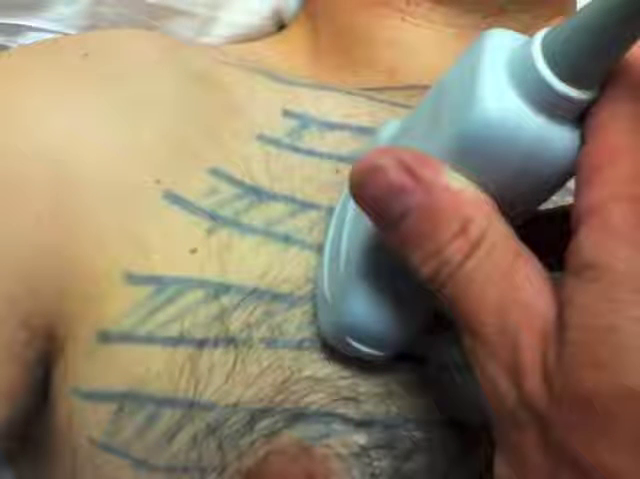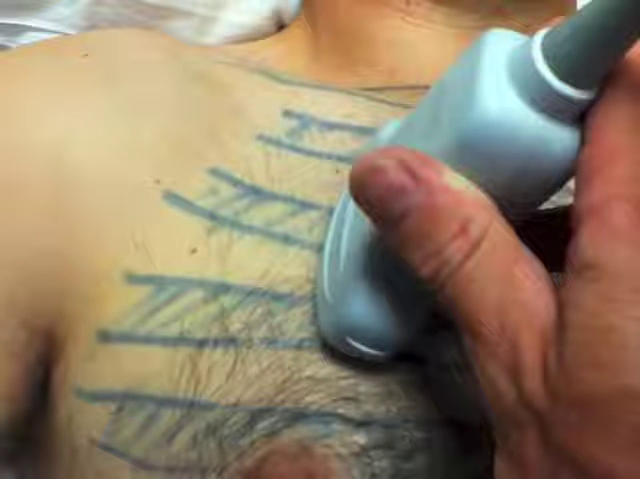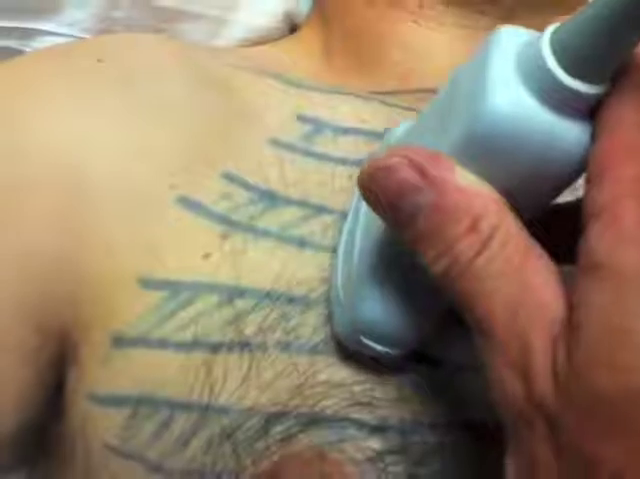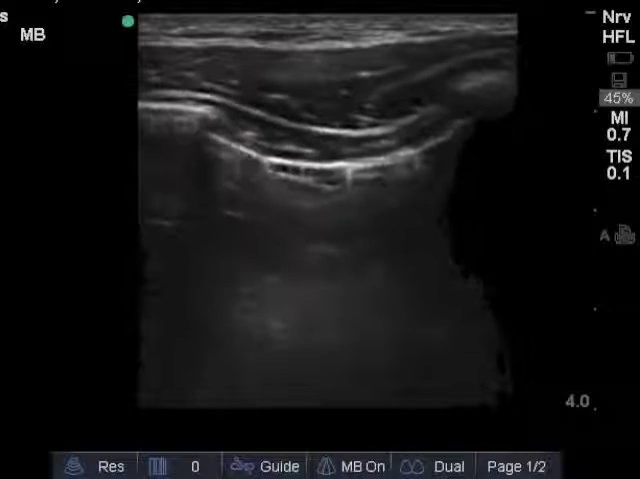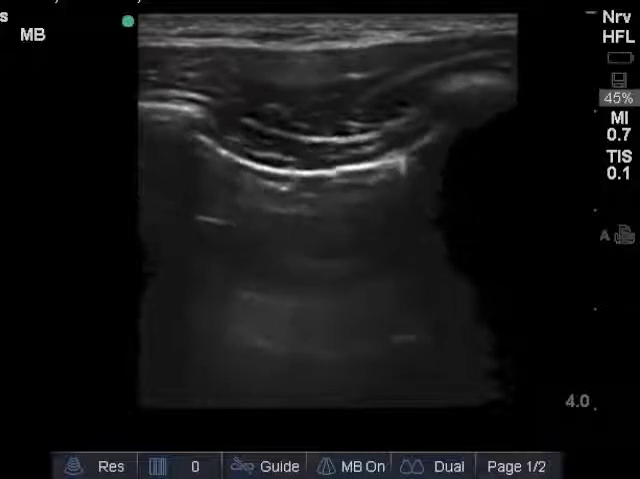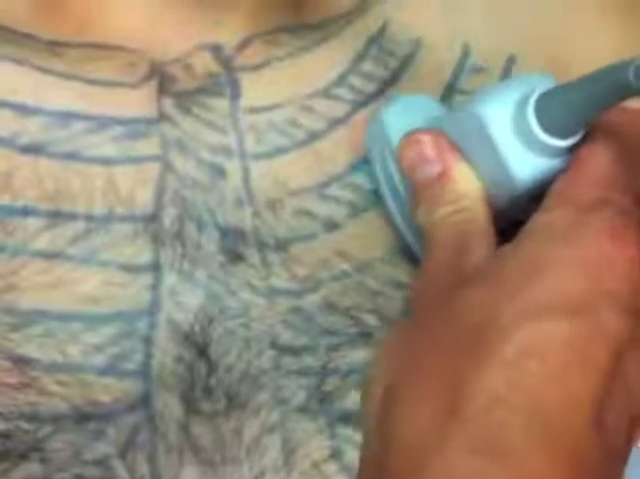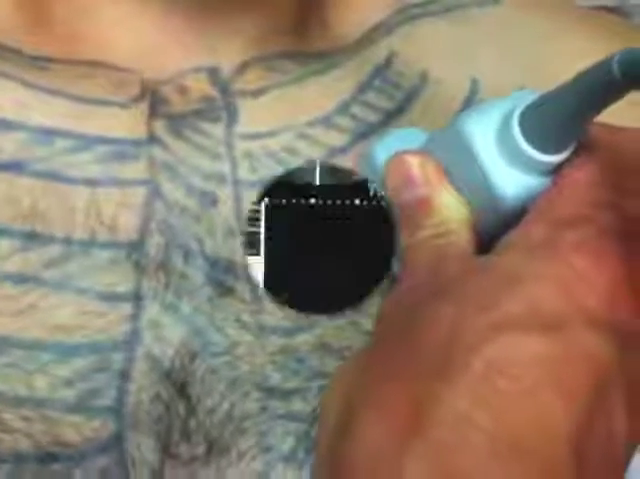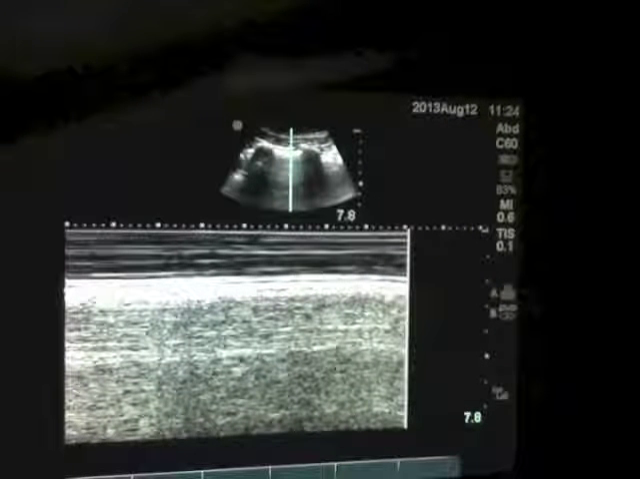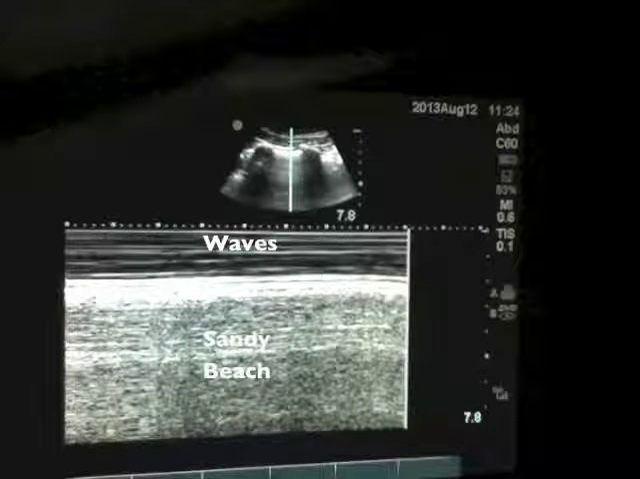Finally, to look for pneumothorax, place the probe on the patient's chest perpendicular to the ribs. Decrease the depth to 10 centimeters and move the probe up or down to look for good lung sliding. Exact same thing on the other side. If you are fortunate enough to know how to do M mode, you can use M mode and place the cursor across the pleural line between the ribs, watching for the waves on a grainy, sandy beach indicating no pneumothorax.